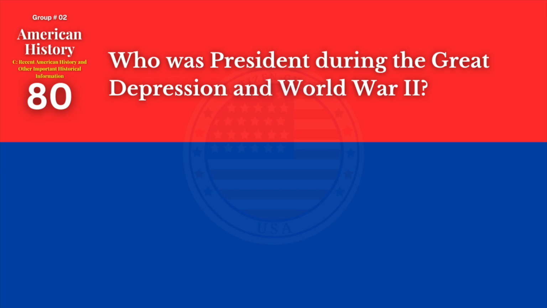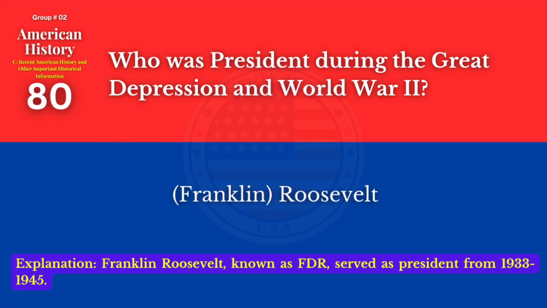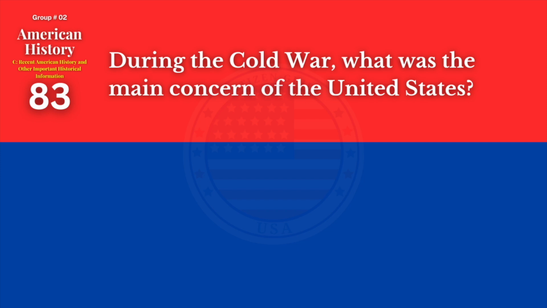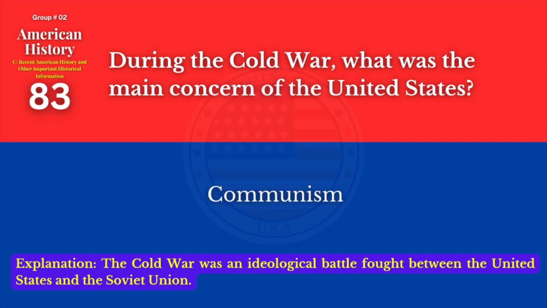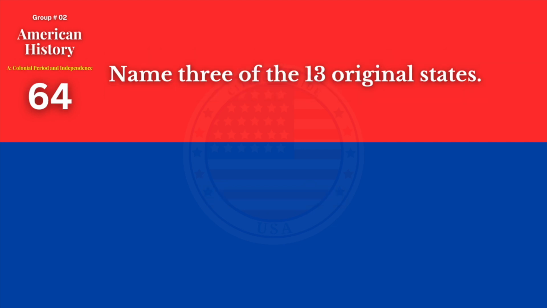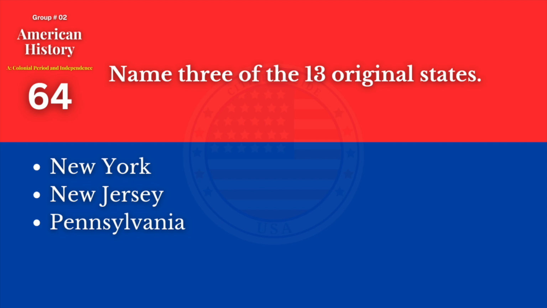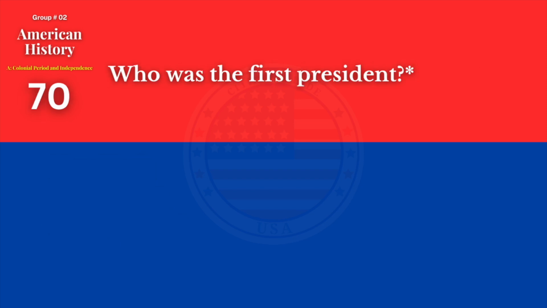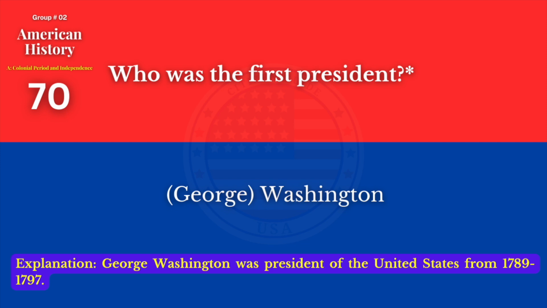Who was president during the Great Depression and World War II? Franklin Roosevelt. During the Cold War, what was the main concern of the United States? Communism. Name 3 of the 13 original states. New York, New Jersey, Pennsylvania. Who was the first president? George Washington.